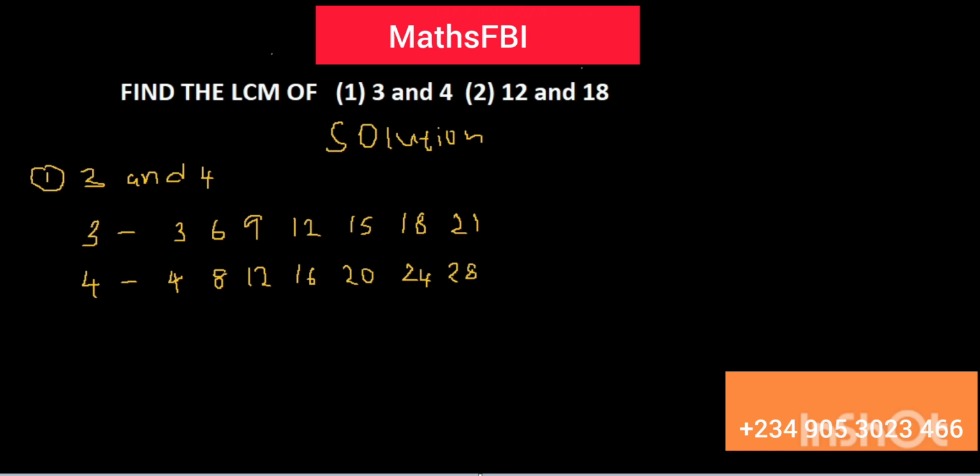So having listed the multiples of these numbers, as you can see, the least common multiple between 3 and 4 is 12. And so we say the LCM of 3 and 4 equals 12. This is the least, the smallest, the lowest common multiple of the two numbers. And then we go to solving question number 2.